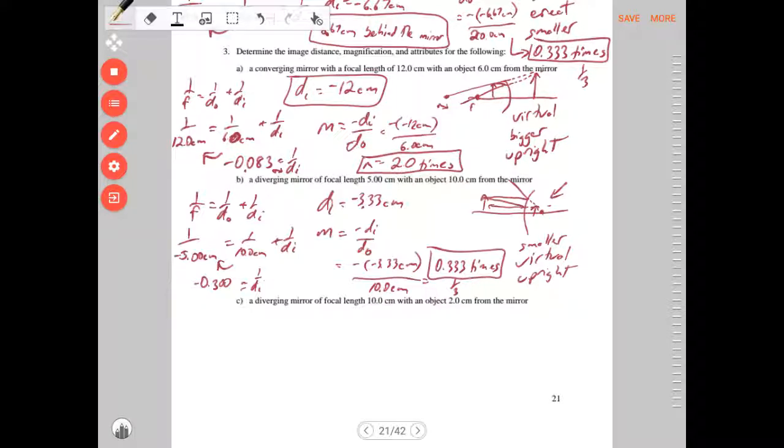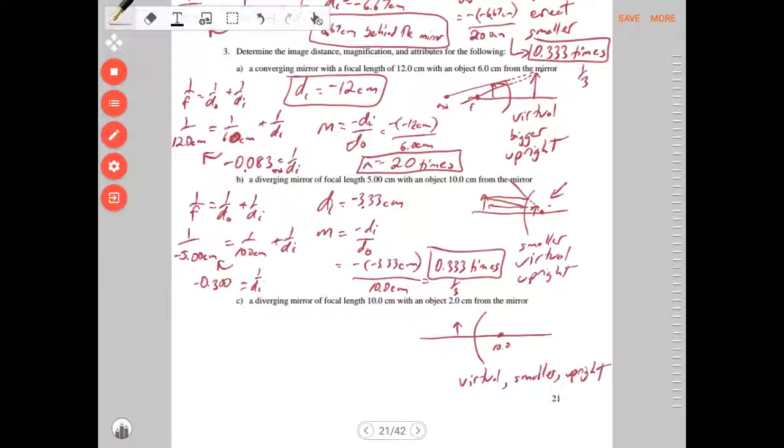Okay, so then C, a diverging mirror, focal length 10, object 2 centimeters from the mirror. Ooh, diverging again. Okay, so diverging, we're over here, focal length is 10. Okay, and the object is 2. Well, it's diverging again, so this is going to be virtual, smaller, and upright. Because it's always those.